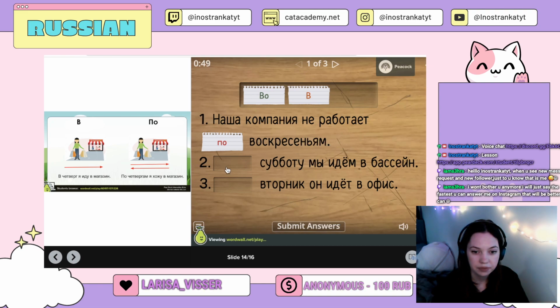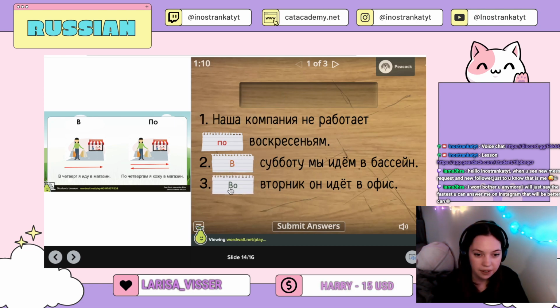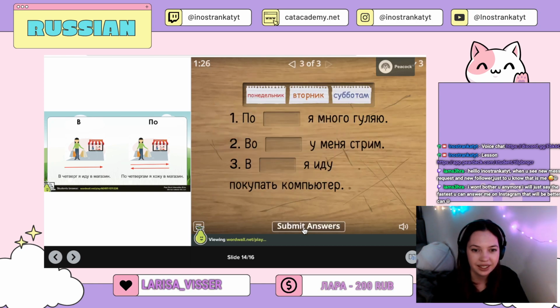Номер два. В субботу мы идем в бассейн. So, идем, we should use в. Номер три. Вторник он идет в офис. Again, идет, one-time action, we're supposed to use в, but because the next word also begins with the same letter v, we add a little o. So, во вторник он идет в офис. Hey, no mistakes here. Hooray!